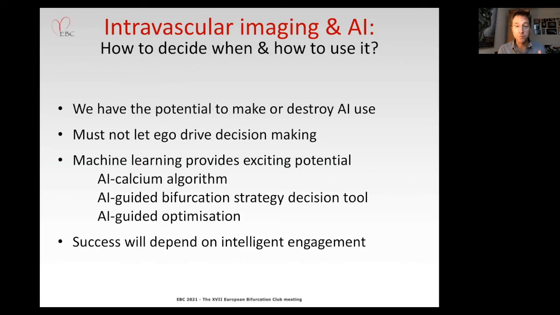Machine learning provides a really exciting potential. We have the potential of a calcium-based algorithm decision-making, a bifurcation strategy decision tool, the potential for AI-guided optimization. But success will absolutely depend on our intelligent engagement with these technologies.